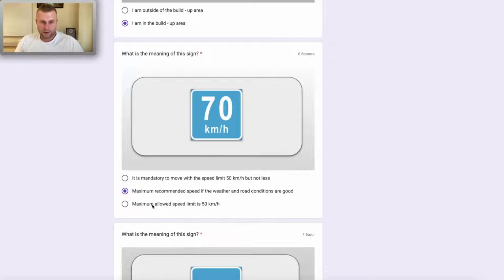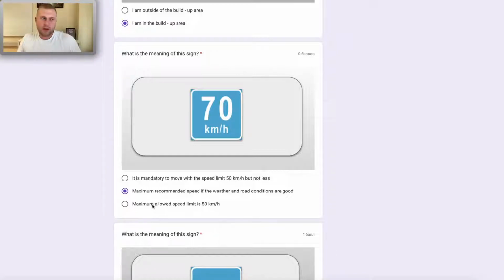So a casual speed limit looks like a circle, if you remember. But this one is blue and square, like SpongeBob. So it's the maximum recommended speed if the weather and road conditions are good. So this is the recommendation. If you have 90 outside of the city and you see this sign, you don't have to go 70. You can continue 90 if you want. It's your choice.